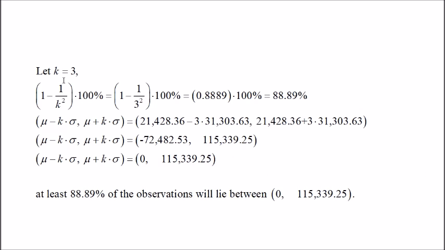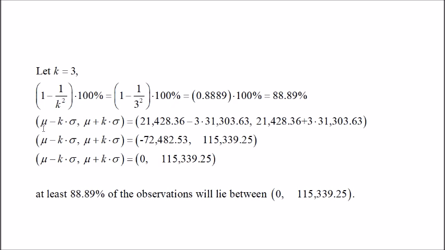And now instead of k being 2, let k be 3. If k is 3, then we get 1 minus 1 divided by 3 squared, which is 1 minus 1/9, or 0.8889. Multiplied by 100%, we get 88.89%. And so once again, Chebyshev's rule says that at least 88.89% of the data values, in this case the GDP per capita, will lie inside this interval.